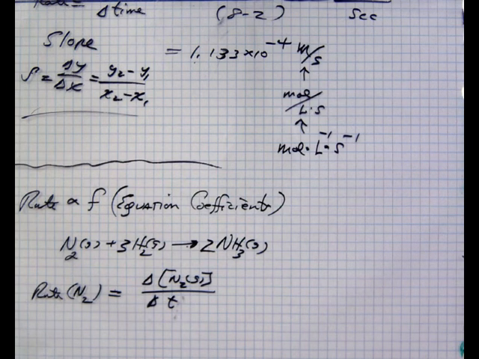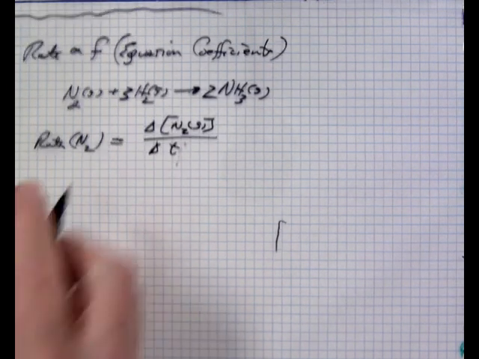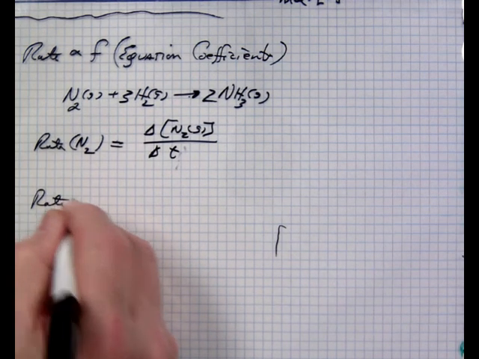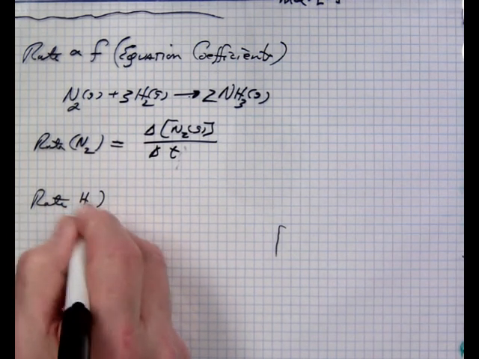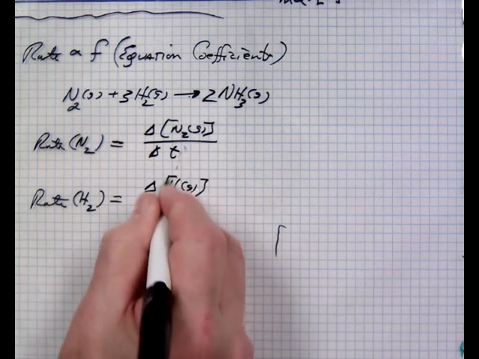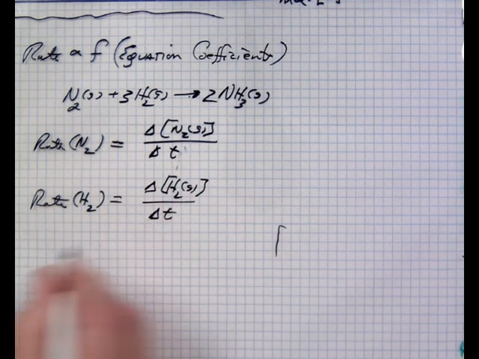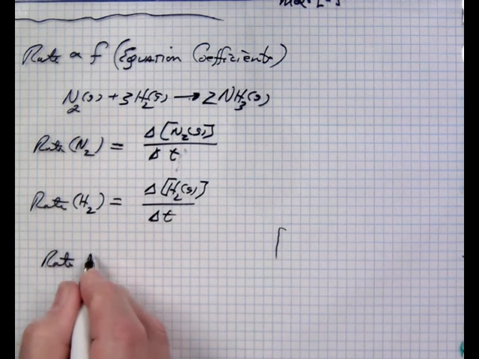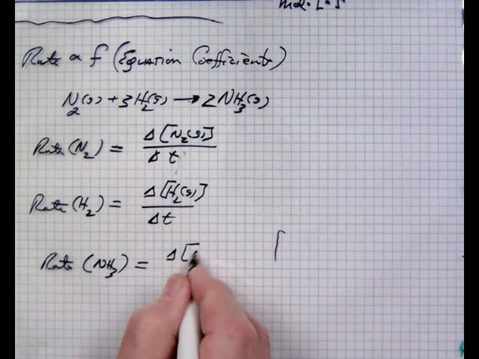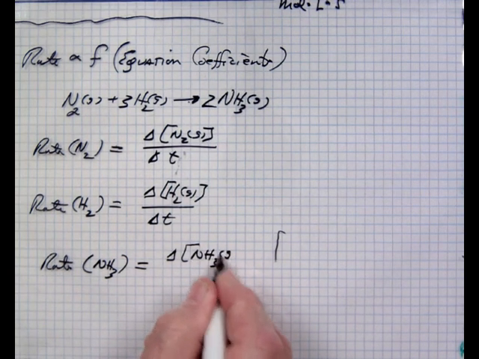The others are defined in the same way as far as rate goes. So the rate of hydrogen change would be the change in H2 gas over change in time, and the rate of ammonia production would be the change in the concentration of ammonia gas.